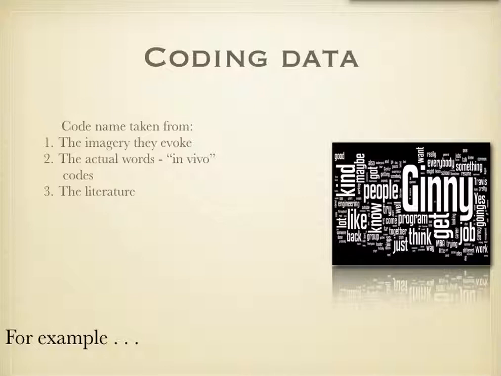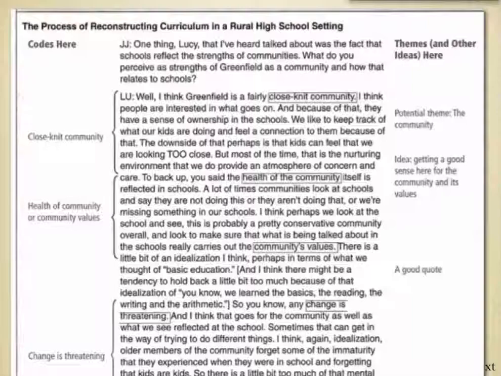You might look at something and it evokes an image in your mind of what that particular chunk might be all about. A common way of doing it is what's called in vivo codes, in which you actually take a word from the chunk or the section, and use that to identify what that section is all about. Or there might be something in the literature review that that particular data point reminds you of, and use that.